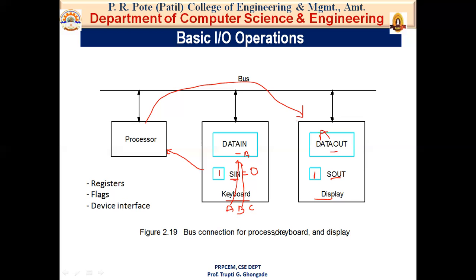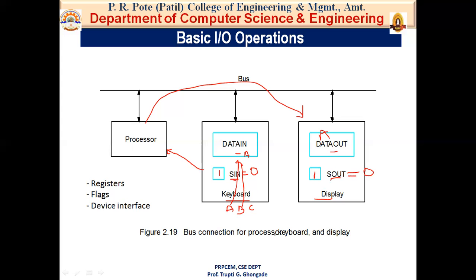Then the transfer of a character to data out clears S out to 0. So as long as data out receives a character, your S out will become 0, that means the status flag is set to 0. It means that your data out is no longer ready to receive a character.